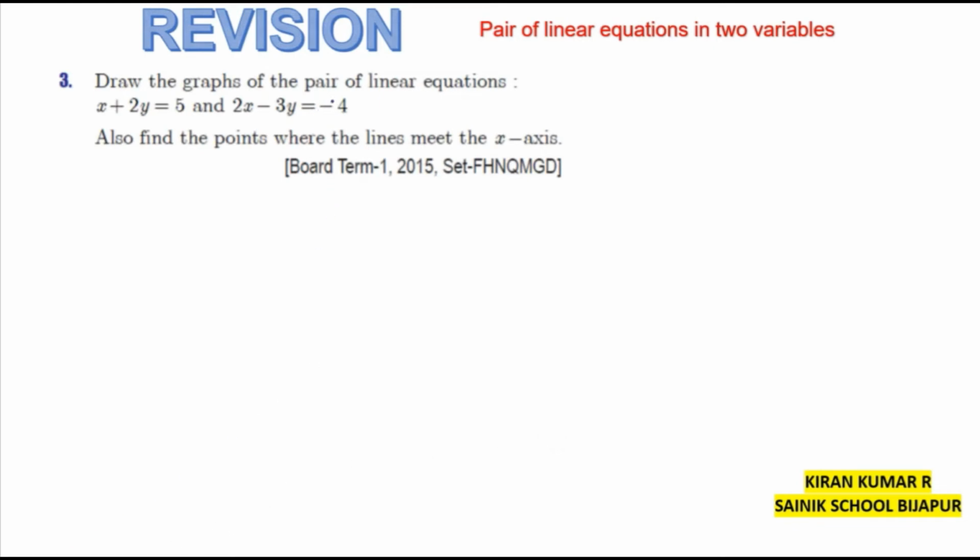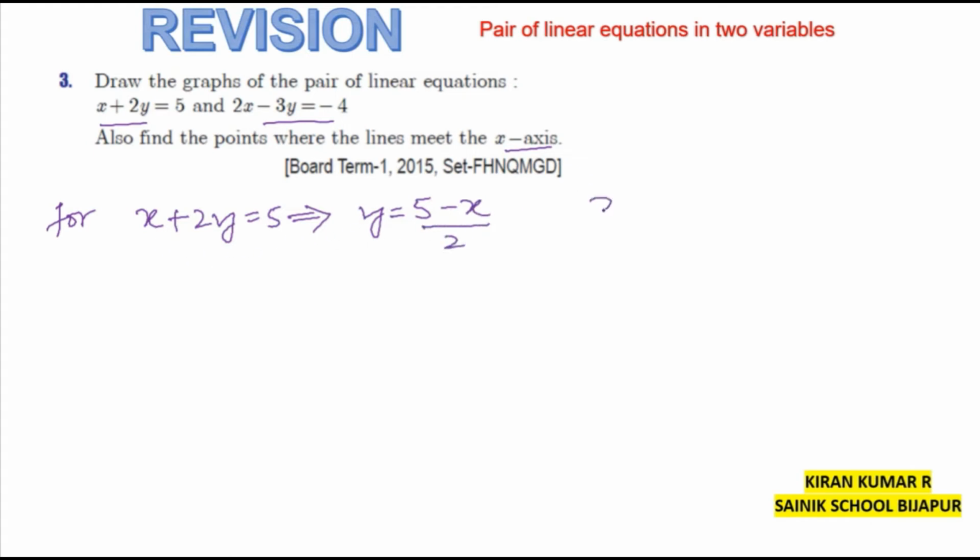Draw the graph of the pair of linear equations x plus 2y equal to 5 and 2x minus 3y equal to -4. Also find the points where the lines meet the x-axis. It's a question related directly to graph. We have to plot the graph of these two equations. For that, let me consider the equation x plus 2y equal to 5, we have y as (5 minus x) divided by 2.